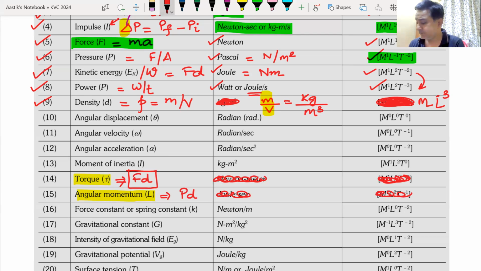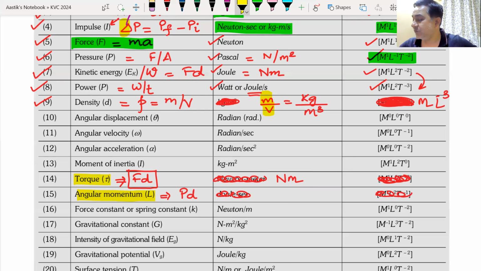Newton per meter, sir, for torque. Okay, it's not correct. It's wrong. Newton into meter. Yes, Newton into meter would be torque. Force is Newton multiplied by meter. But what about the dimension? What about the dimension?